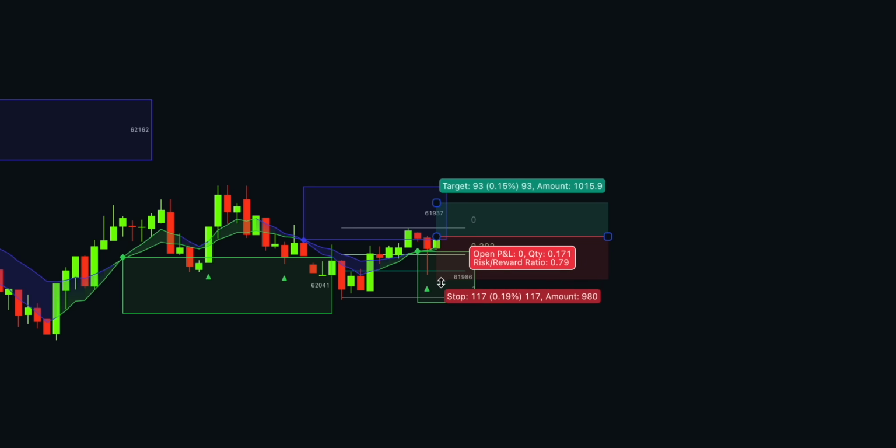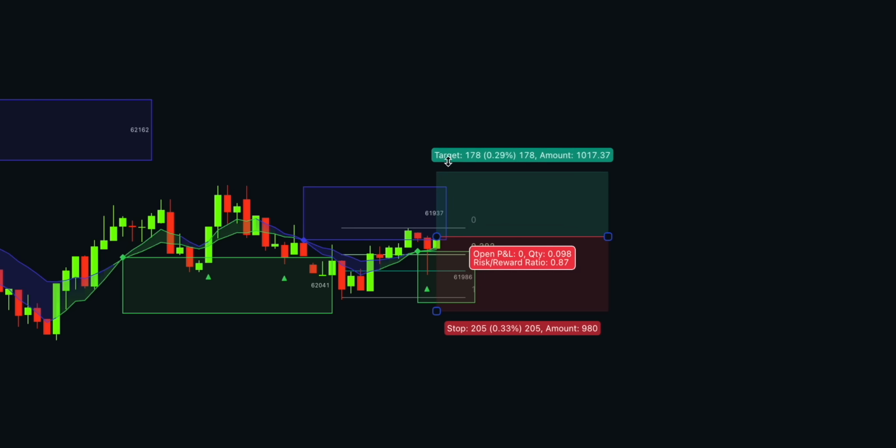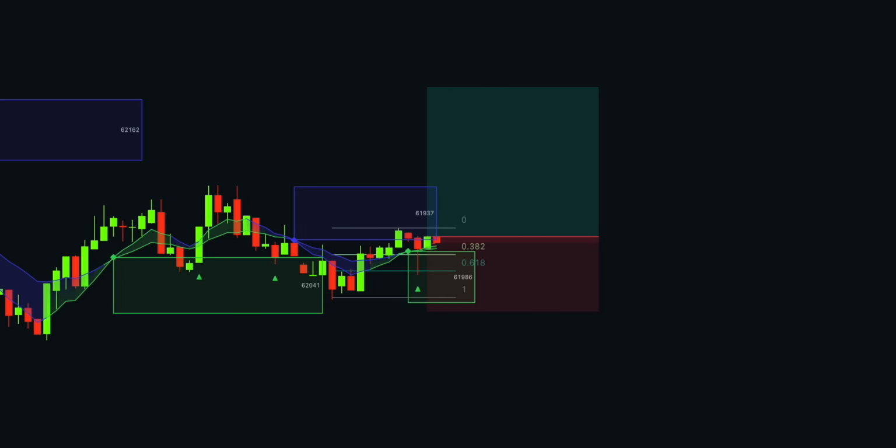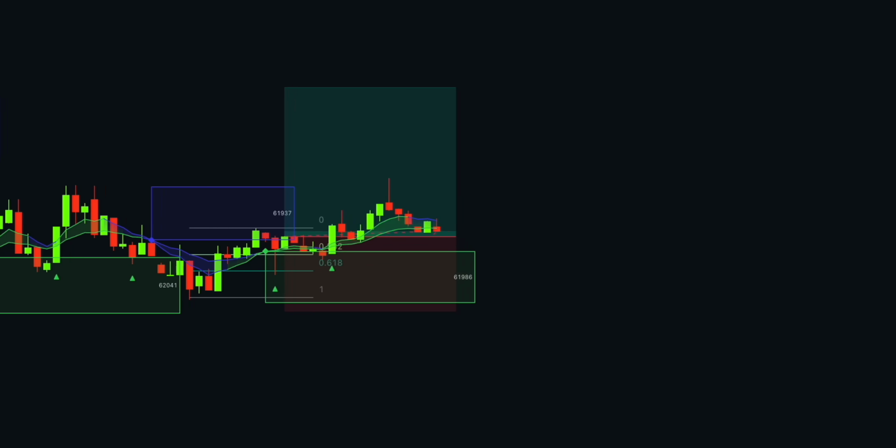A buy trade is initiated on the next candlestick with a stop loss set below the trend box and a target of 2 times the risk. The rules for a sell position are the exact inverse.